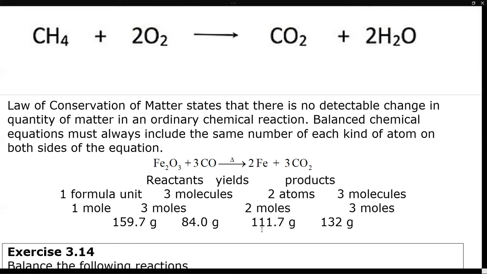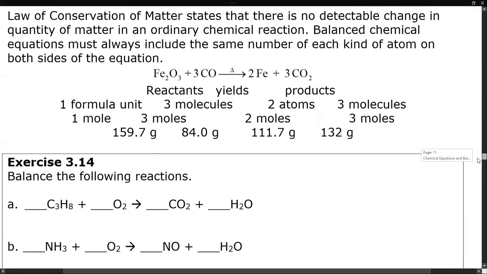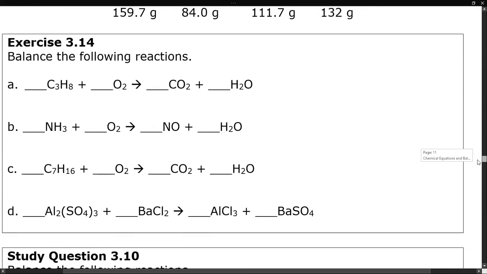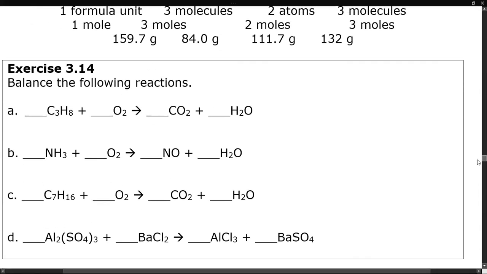You say, well, what if I don't react up all of one of the reactants, which could happen? Then the amount of product formed plus any reactant you have left still has to equal the total mass you started with, or you're not obeying the law of conservation of mass. So what we're going to do is balance these 4 reactions and give you a little practice on reaction balancing.